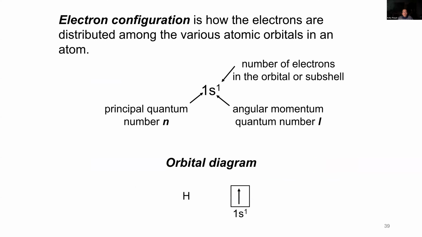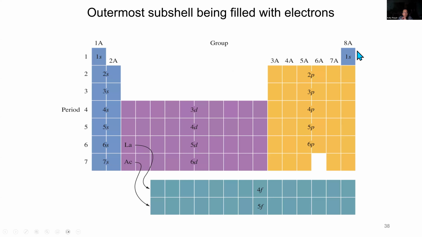We can also write the electron configuration. This is how the electrons are distributed among the various atomic orbitals in an atom. So what we would do is write the principal quantum number n, then the angular momentum quantum number, which is going to be l, and then a superscript from the number of electrons in the orbital or the subshell. So you have 1s1, 1s2, and so on. You would just be writing it just like it's been shown here.